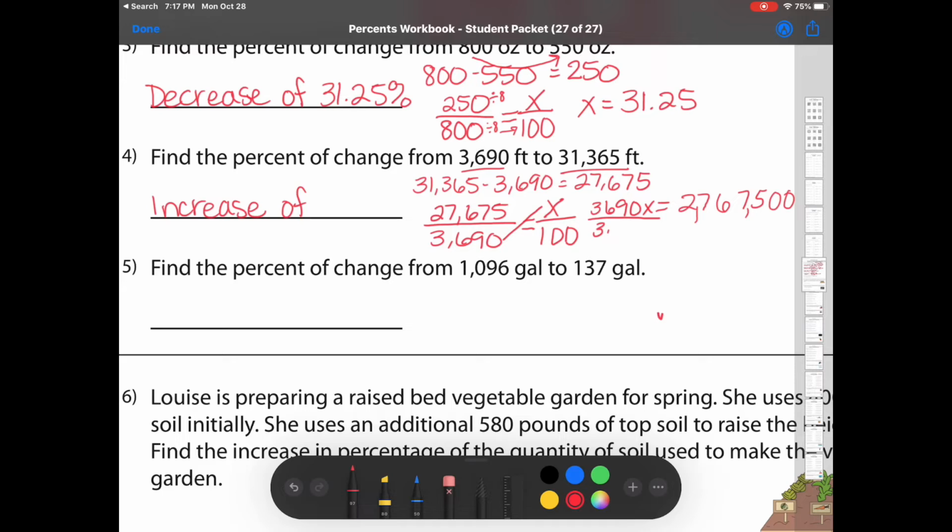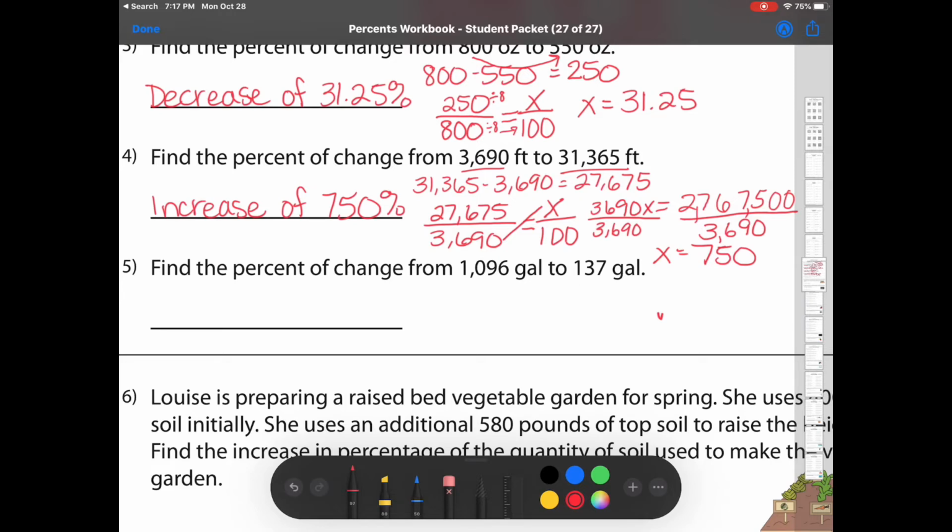And then I'm going to get rid of the coefficient by dividing both sides by 3,690. And yes, these are very large numbers, which is why a lot of times you are doing these with a calculator, because for time's sake, it is going to take too much time to try and divide these out longhand. All right, that means that x is equal to 750, which means whatever situation this was had an increase of 750% of where it started originally.